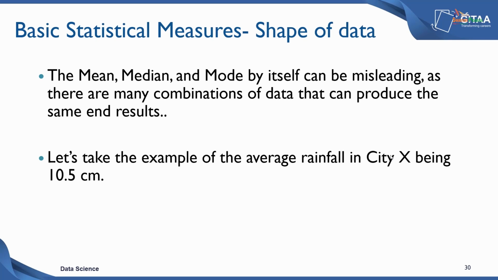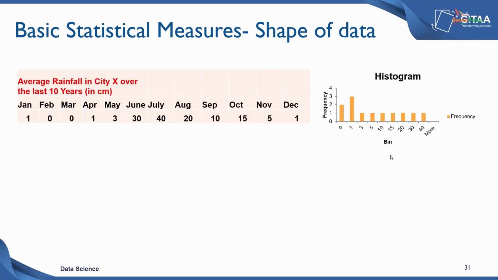So, to understand this, let us take the example of the average rainfall in city X that we used. We knew that the average rainfall was 10.5 centimeters. Now, you could get an average of 10.5 centimeters with data values where there is a very heavy rainfall of 30 centimeters, 40 and 20, etcetera, and this is the way the graph of that would look.